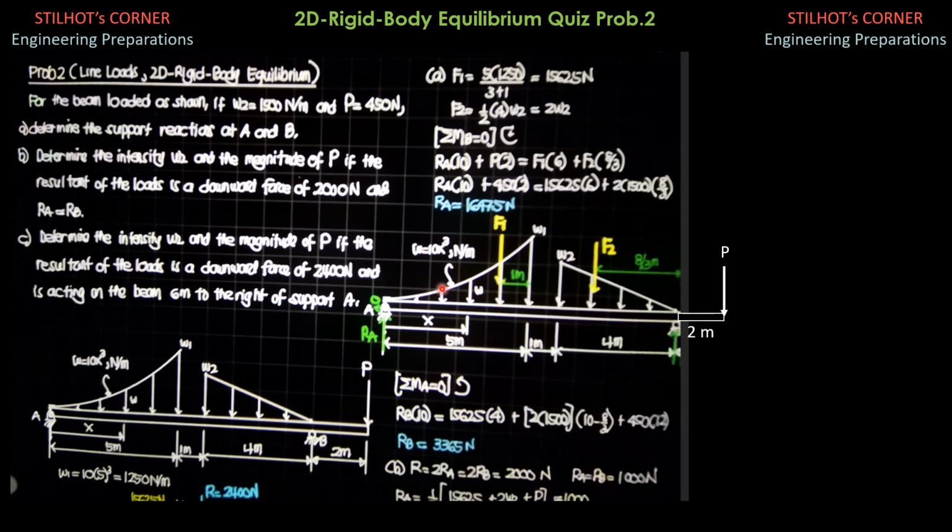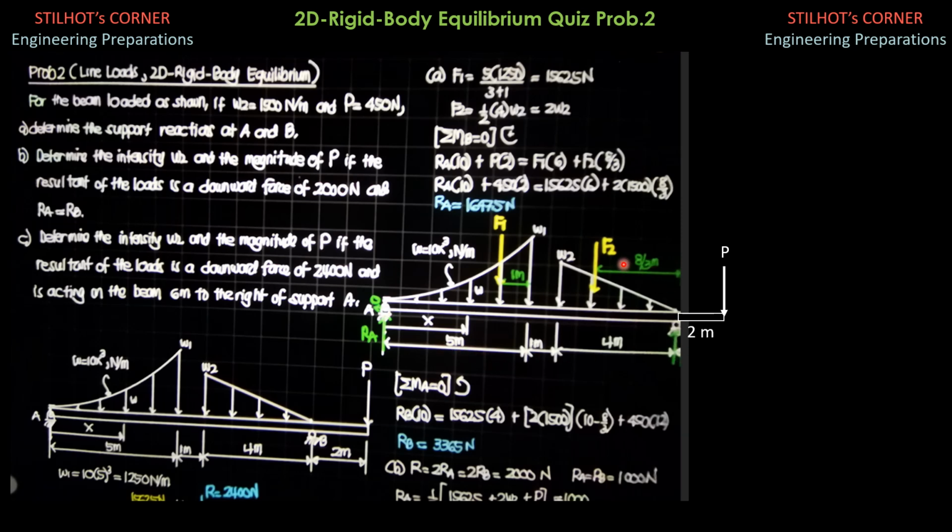So its distance from the left is equal to 5 minus 1, so 4 meters. Likewise, F2, because this is a triangle, this distance to the 0 intensity end is 2/3 of 4, so 8/3. Its distance from this load intensity W2 is 1/3 of 4, so 4/3. So if that is 8/3, its distance from A would be 10 meters span minus 8/3.